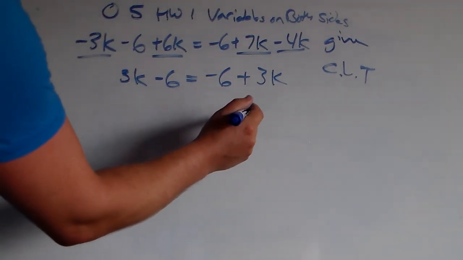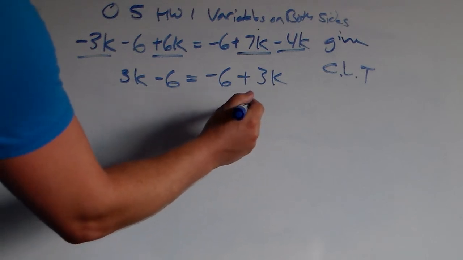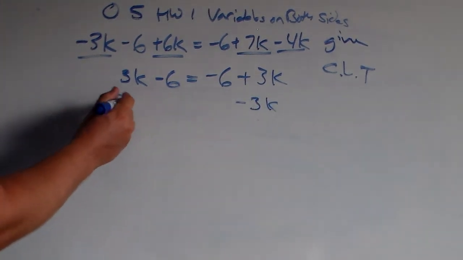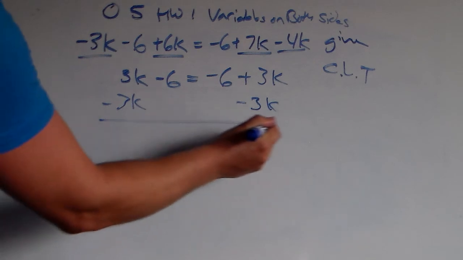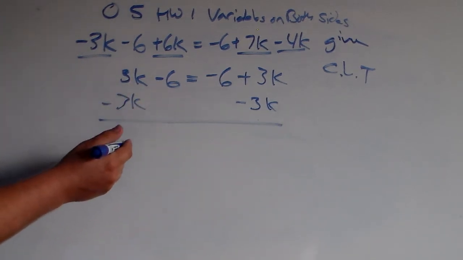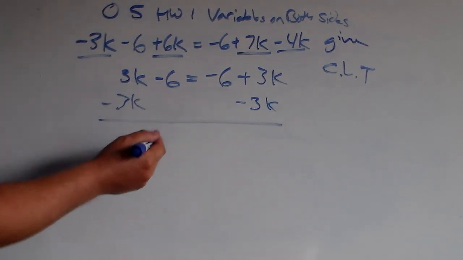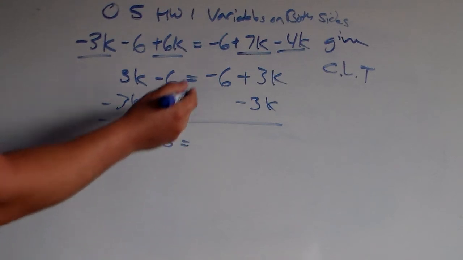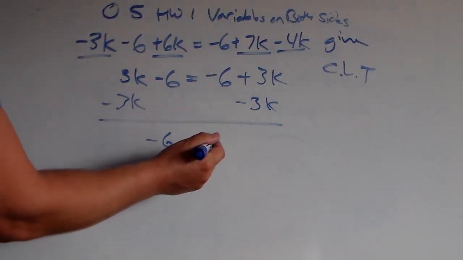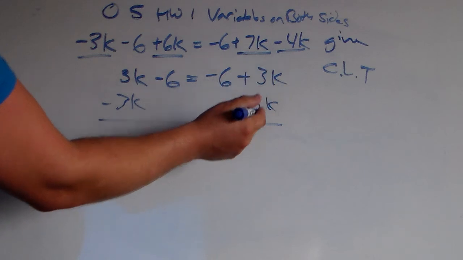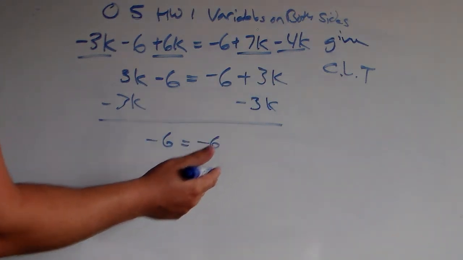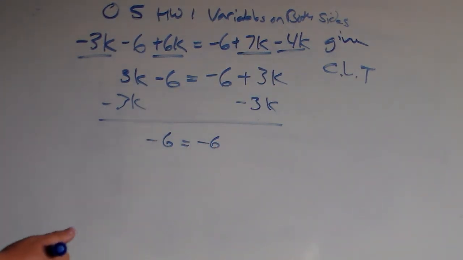What we're going to do, let's subtract 3k from both sides. Positive 3k minus 3k gets us 0k, so we write nothing there. Carry down our negative 6. Negative 6, carry down. 3k minus 3k, that gets you no k. Well, we have negative 6 equals negative 6.